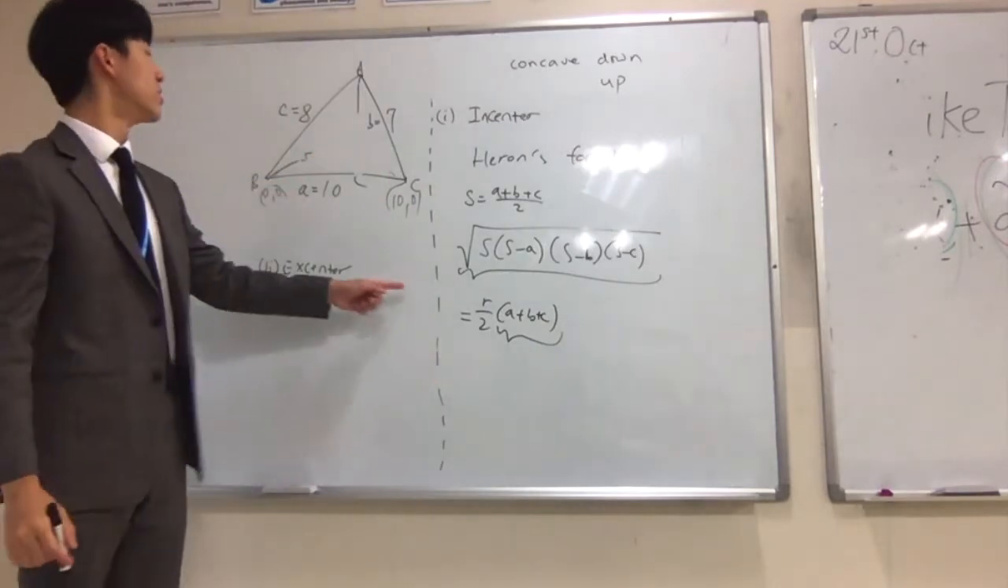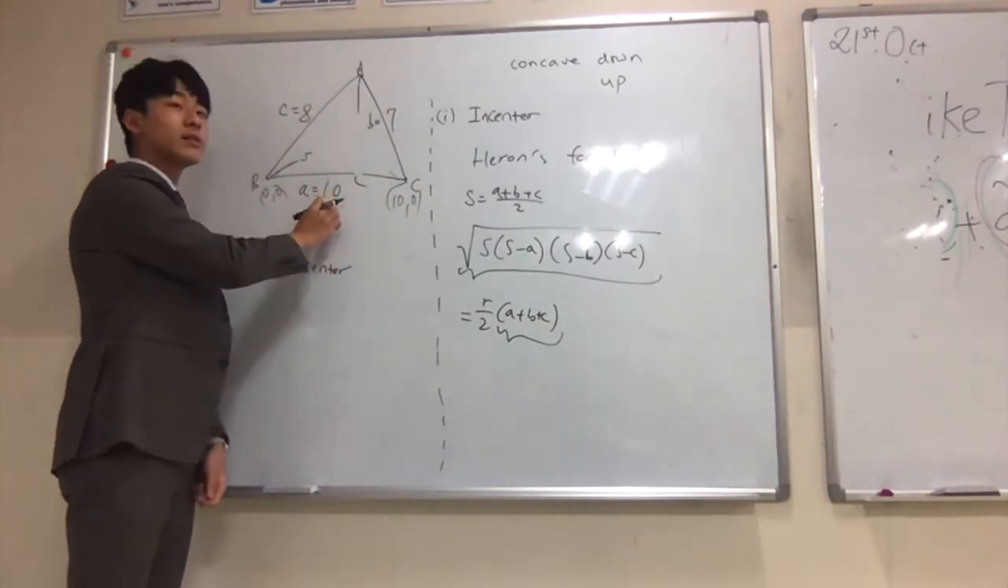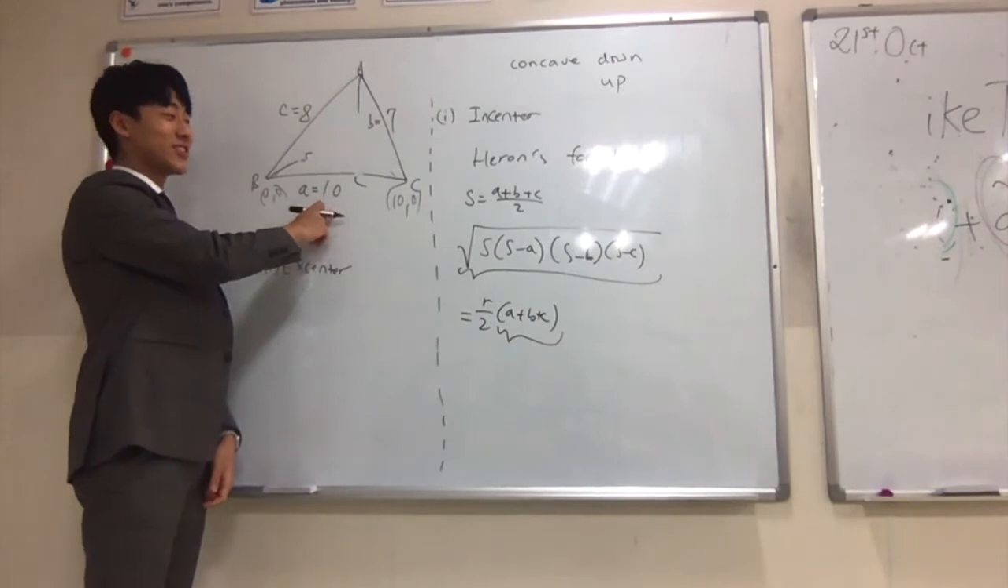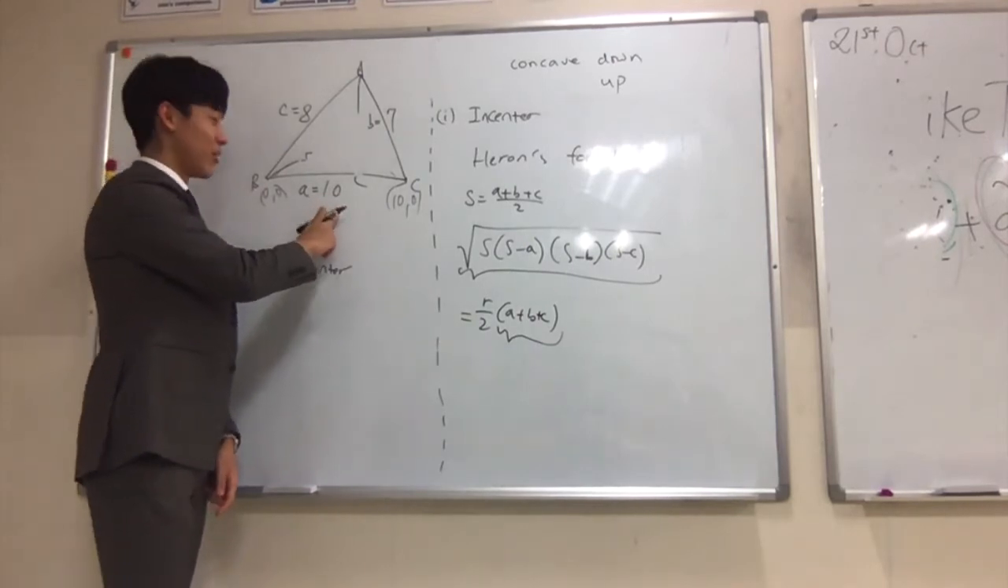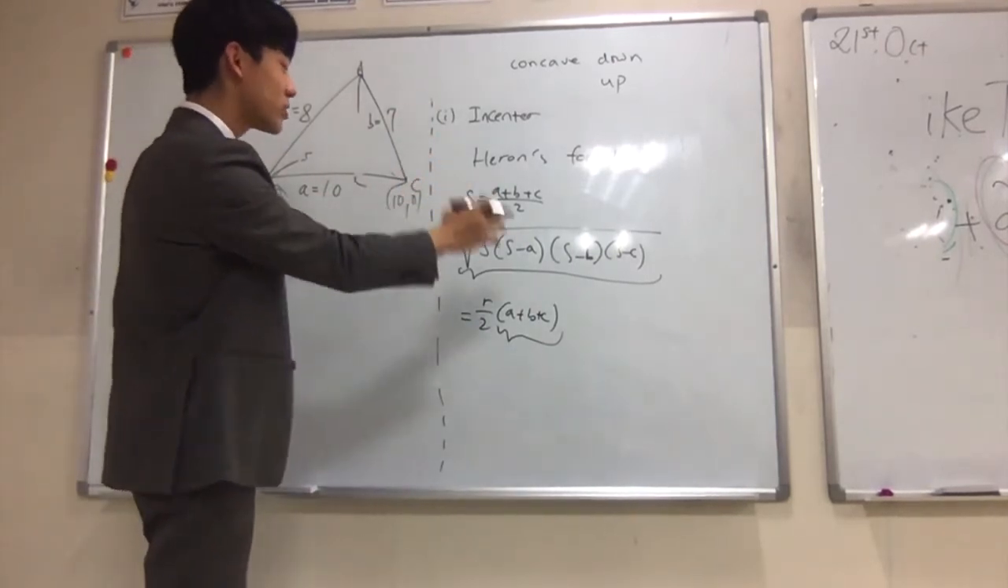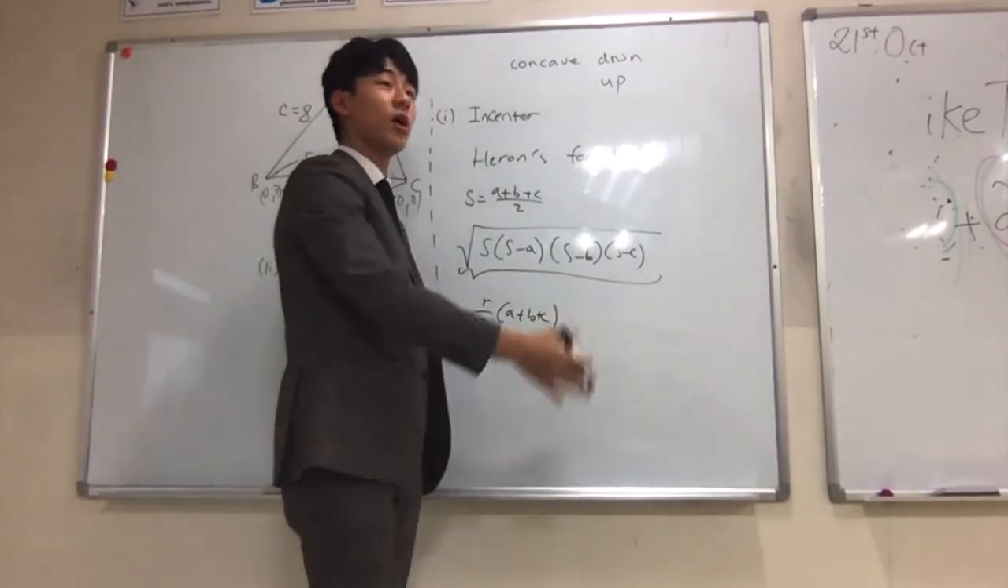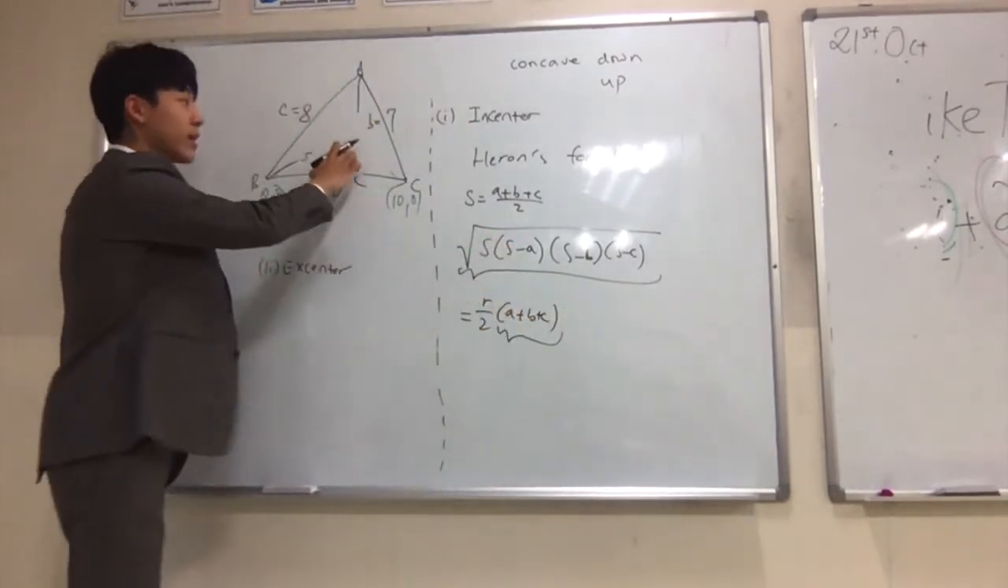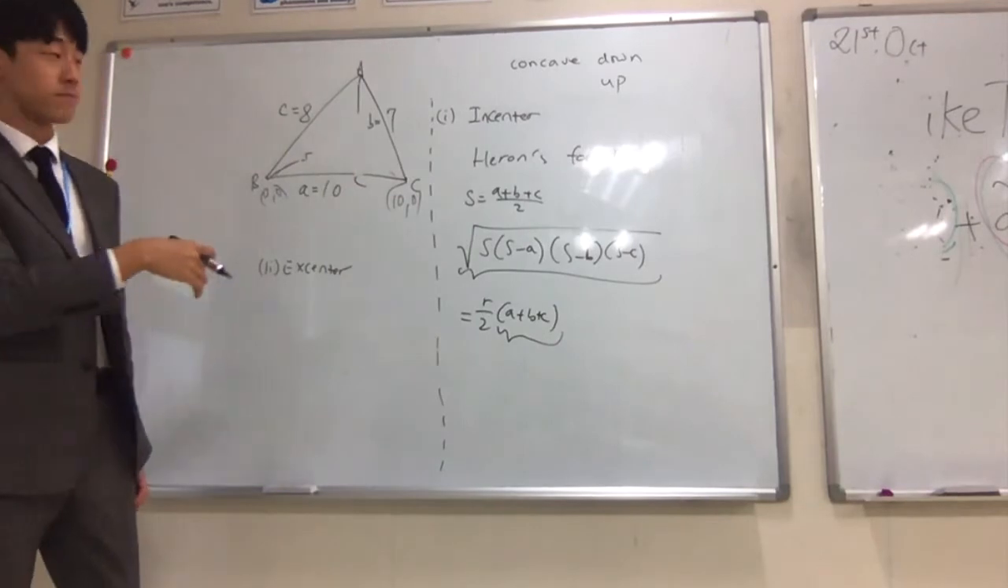The calculation, I should have actually used 9, not 10. So the calculations are very, very dirty, and apologies for that. So I won't go into the calculations, but this is basically how you would approach finding the length of the in-center radius and the ex-center radius.